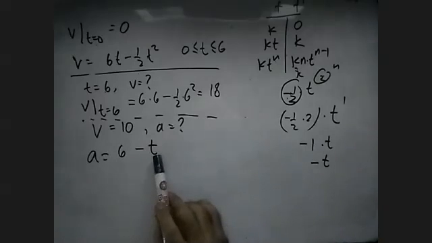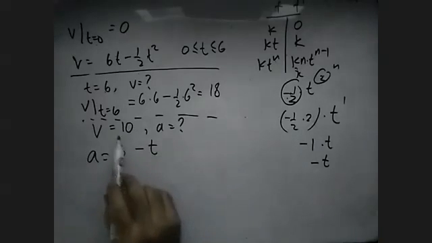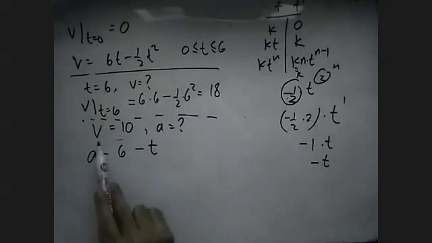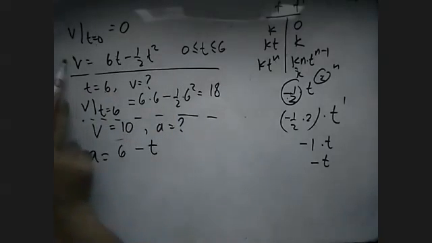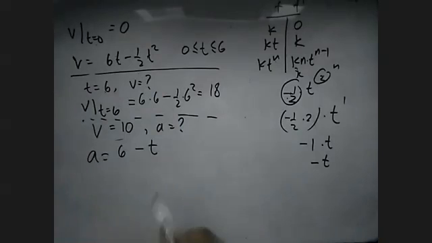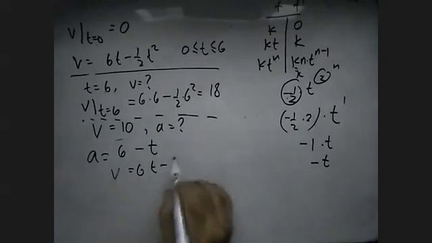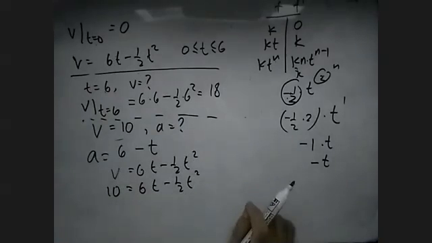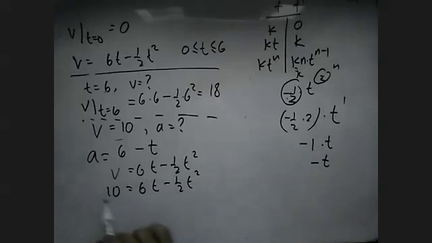Okay, but we need to find t here. How will you find value of t? Now to do that, we are going to use here. V is 10. But V has some formula in t. So we can change the V here. Now I'm going to write here, V is 6t minus half t squared. So 10 is 6t minus half t squared. We are going to solve this equation.